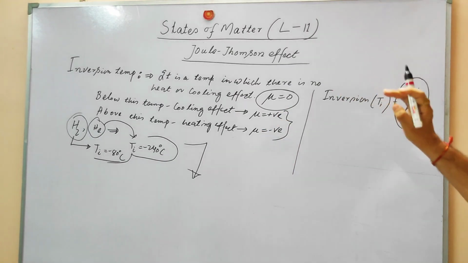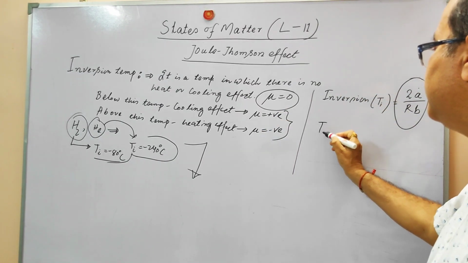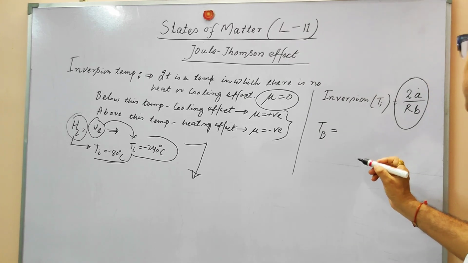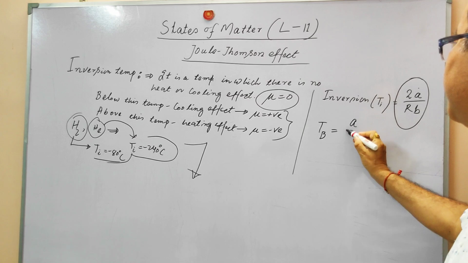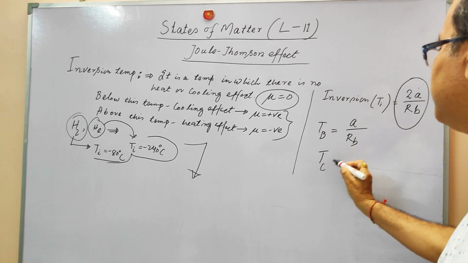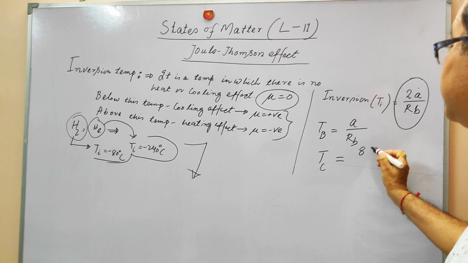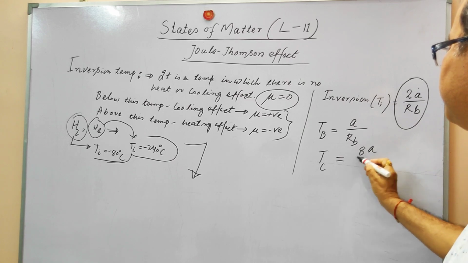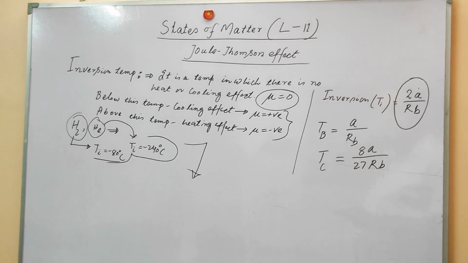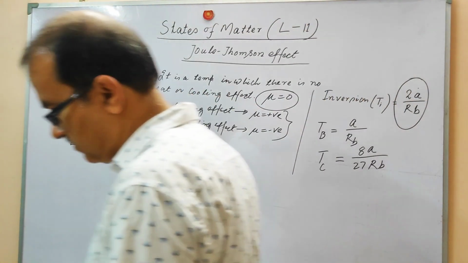So if we compare with the Boyle's temperature, what is Boyle's temperature? That is a by Rb, and critical temperature we know is 8a by 27Rb. So the inversion temperature we can say will be much higher as compared to these temperatures.